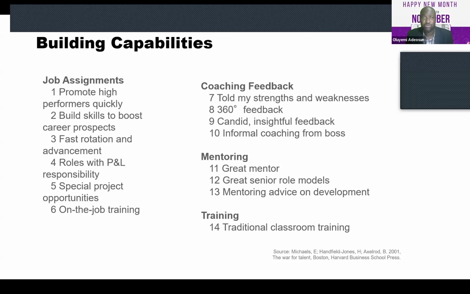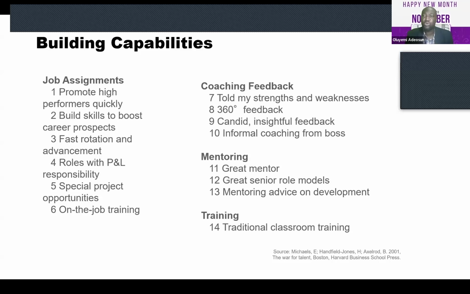It's not because we don't like leisure, we don't like to rest, we don't like to flex. So job assignments: promote high performance as quickly as possible. They don't have to do 3 years on a job assignment. Build skills to boost career prospects. Fast job rotations: 6 months in recruitment, 6 months in learning and development, 1 year in employee engagement, 1 year in industrial relations. You are building rotation and advancement.